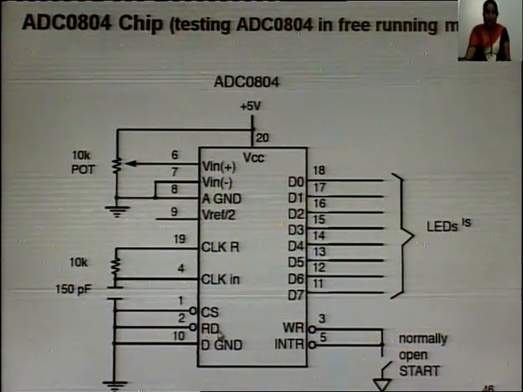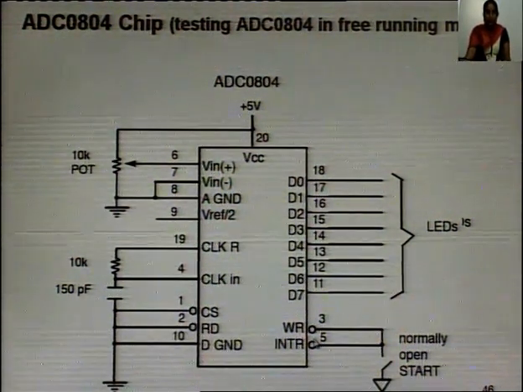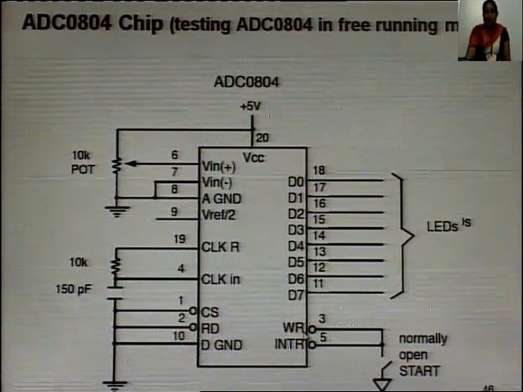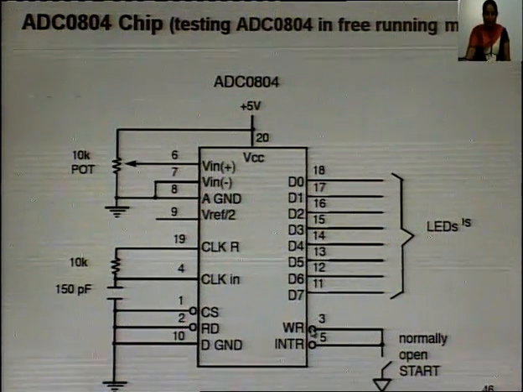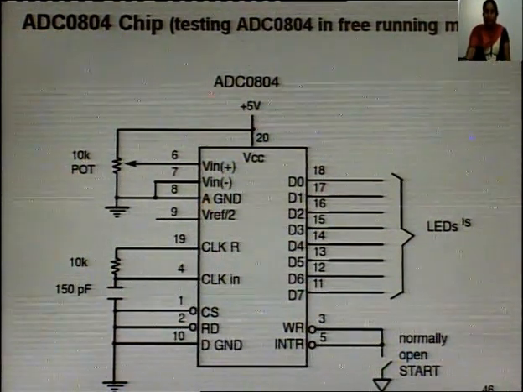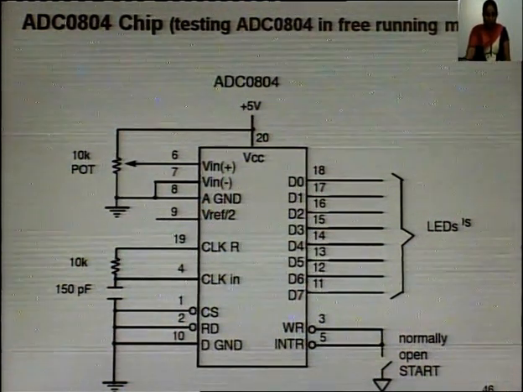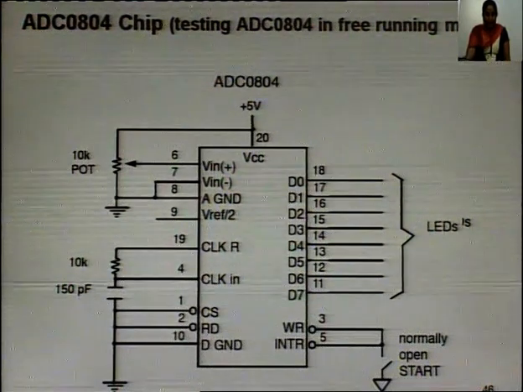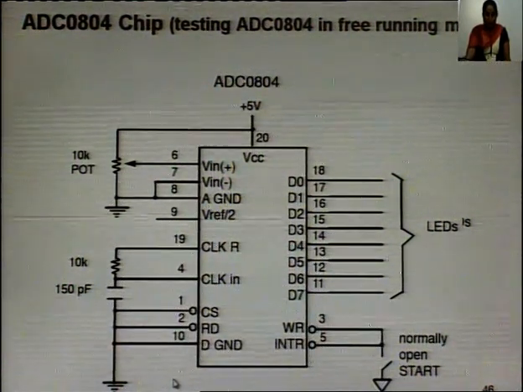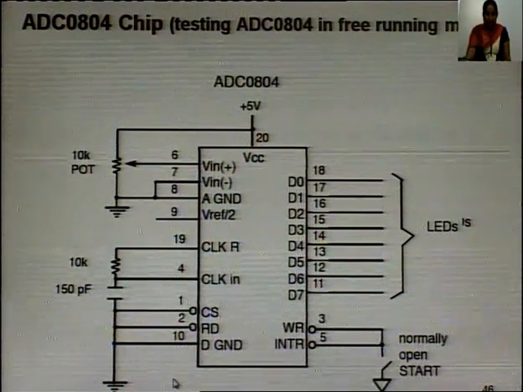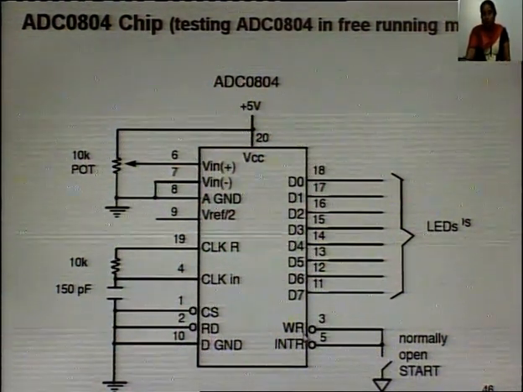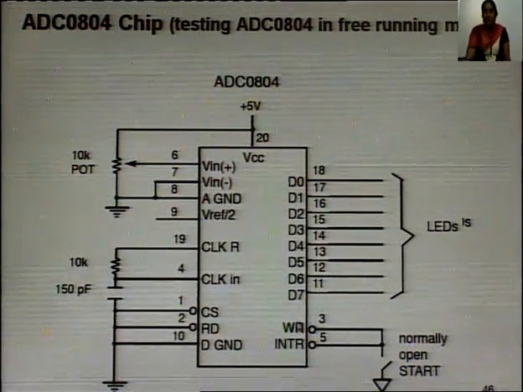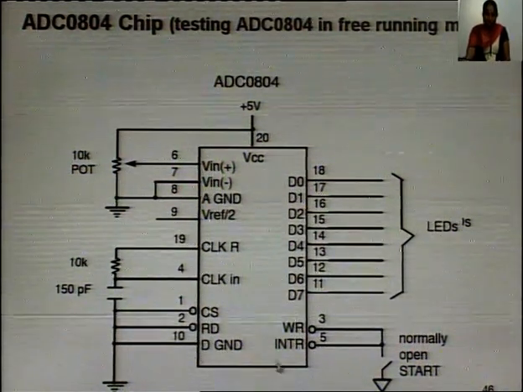After that, we have write. Write is not a proper name. Its name must be start conversion. It is an active low input used to inform the ADC to start the conversion. When write is made low, then ADC starts conversion.